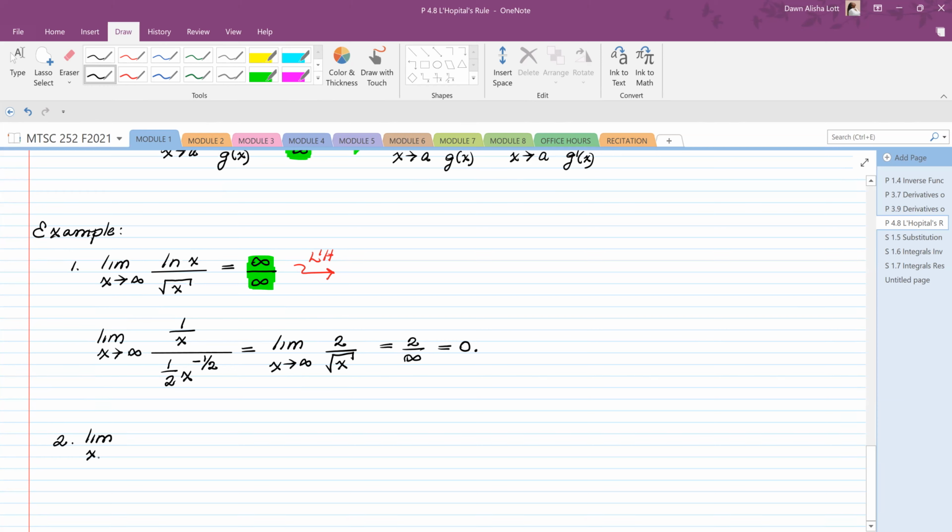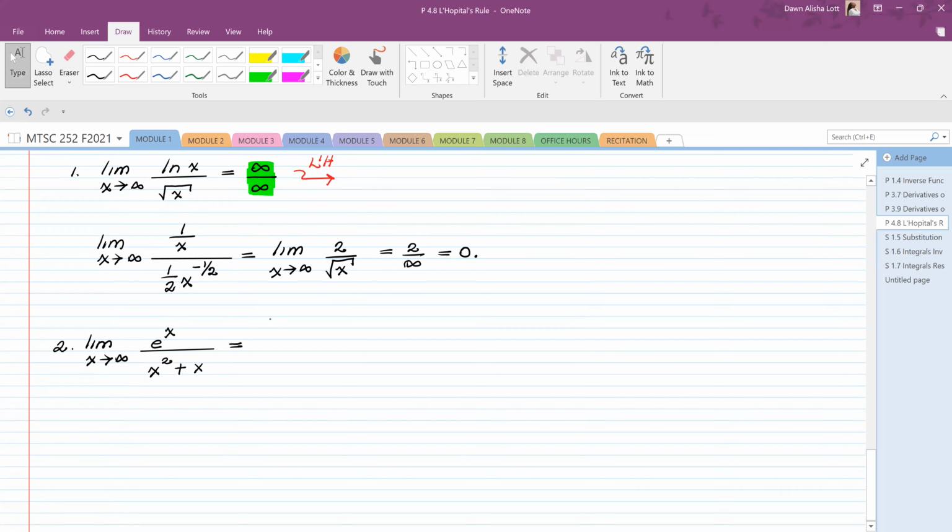The limit as x approaches infinity of e to the x divided by x squared plus x. E to the infinity is infinity. Infinity squared plus infinity is still infinity. So now I have infinity over infinity. Another indeterminate form. So let's use L'Hopital's rule.